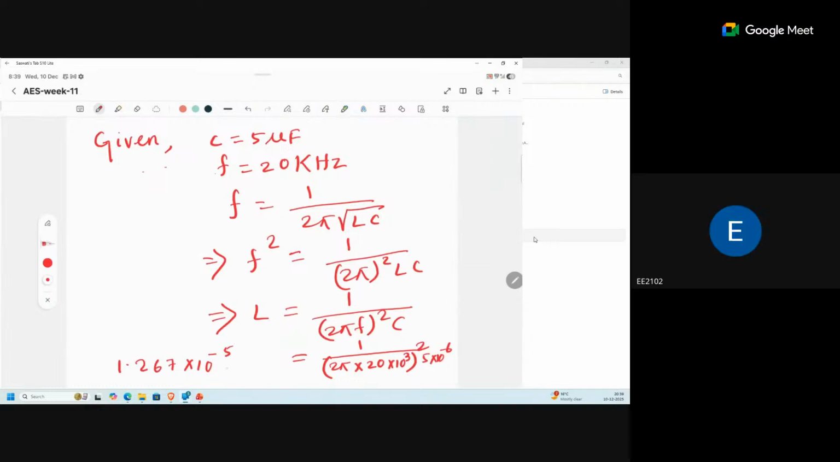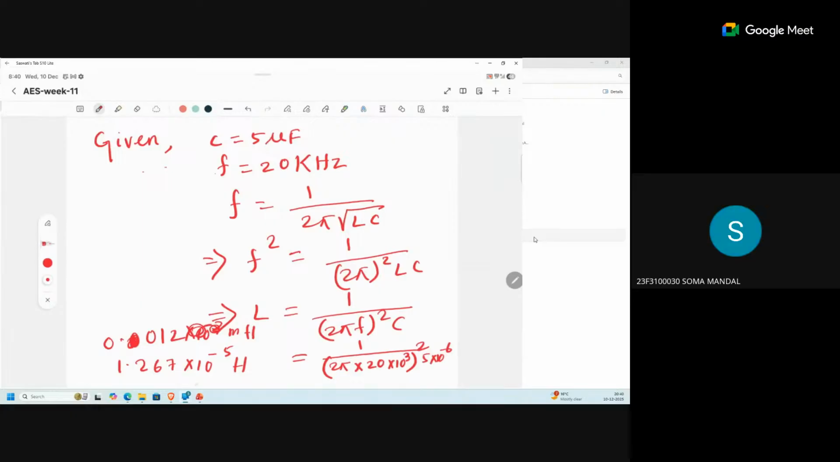That will be in Henry. Ma'am, you want it in millihenry. Millihenry means minus 3 if you are taking out. That will be 0.012 millihenry. The minus 2 will not be there, already you have taken it here. So 0.012 millihenry. Are you getting this answer?